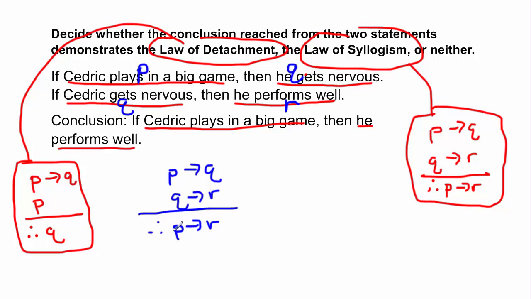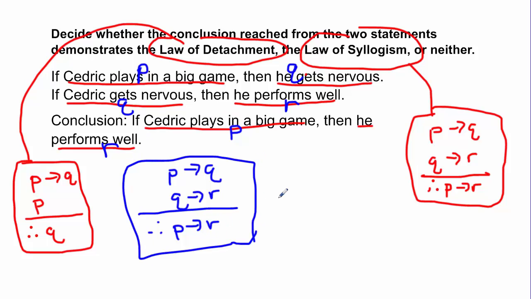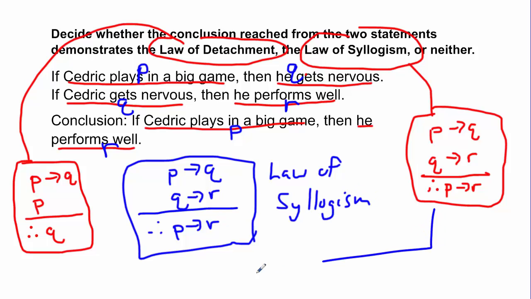So let's see if it's true. If it doesn't have this format, then it's neither. So Cedric plays in a big game. That is the value for P. Cedric plays in a big game, then he performs well. He performs well is R. So my last conditional is P implies R. So I can see that this is the law of syllogism in this problem. It has the same exact format. So these two match up. Therefore, I know that they apply law of syllogism correctly.